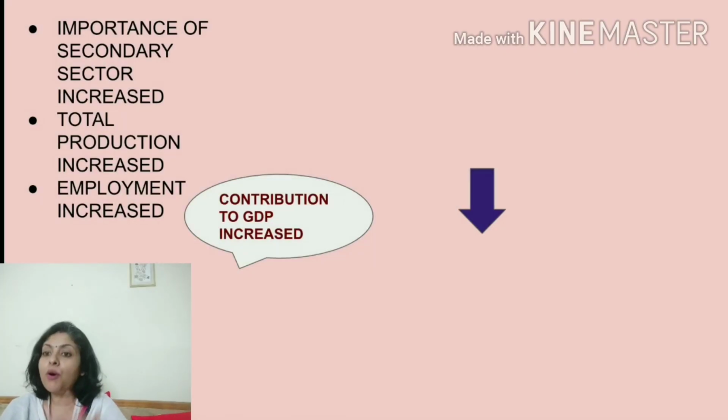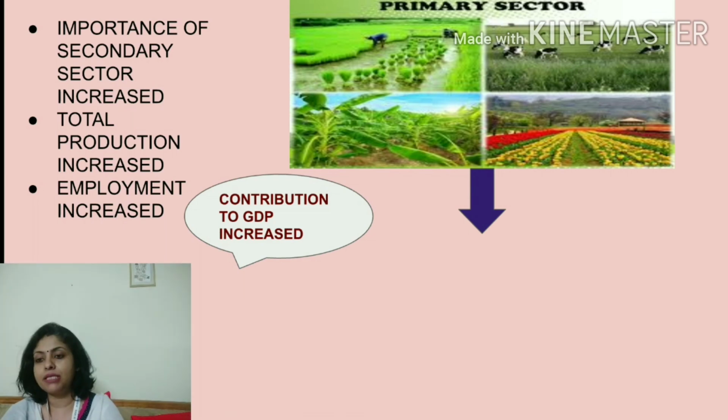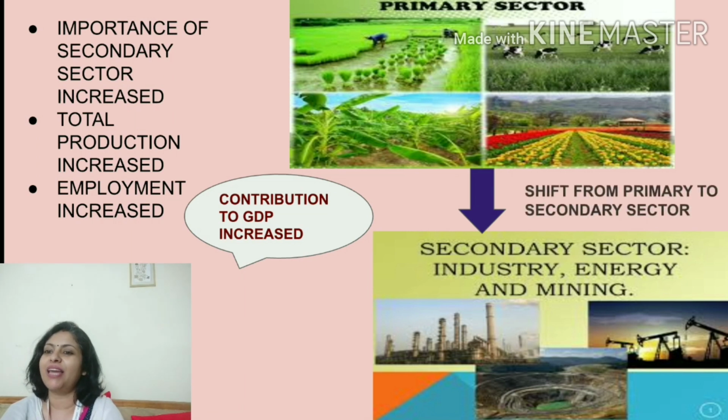Now, the importance of the secondary sector increased during this time, okay, when more and more factories were set up. And when it increased, the total production of goods produced in the secondary sector also increased, and employment increased. So finally the shift from the primary sector to the secondary sector happened, and the contribution of the secondary sector to the GDP increased.